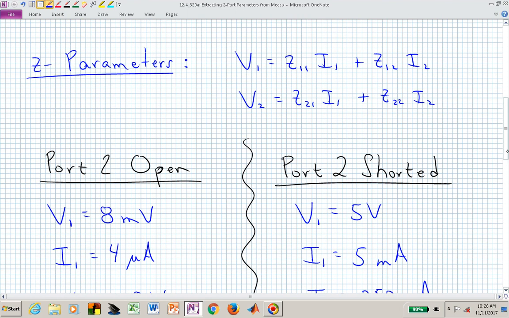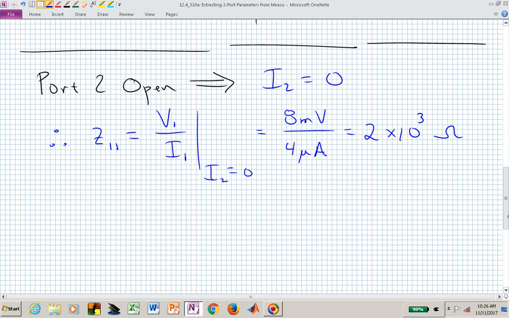We can now use the second equation that's connecting our Z parameters, the V sub 2 equation, to find Z21 when I sub 2 is equal to 0. So now doing that, we can find Z sub 21 is the ratio of V sub 2 to I sub 1, again with that port, the output port open, or I sub 2 equal to 0.